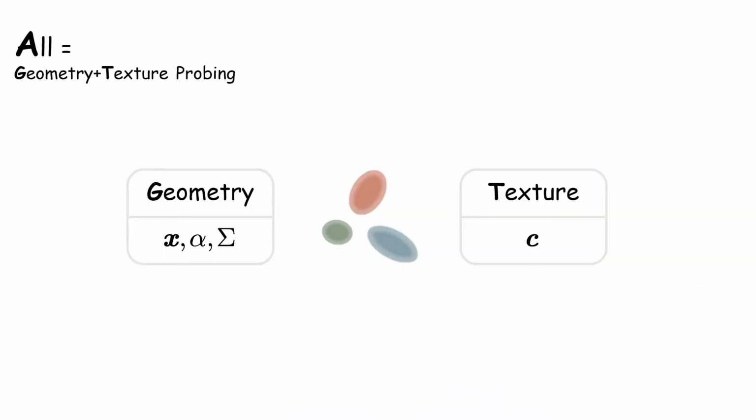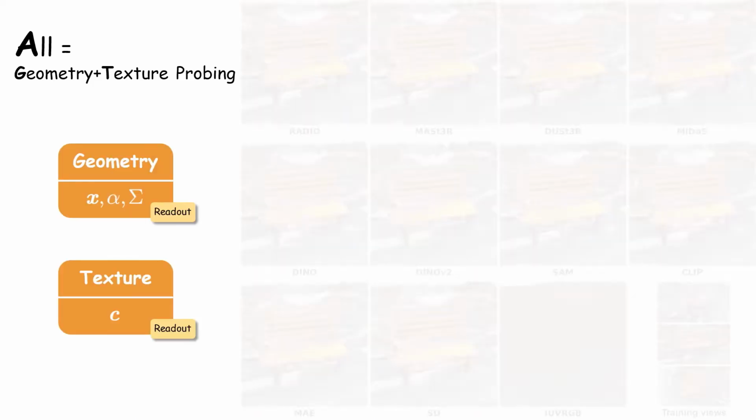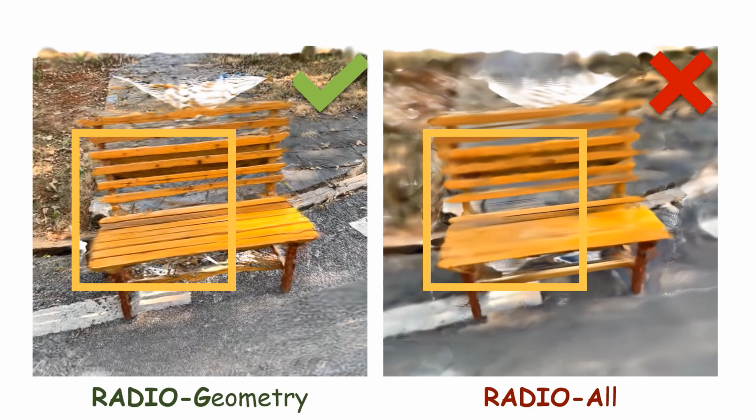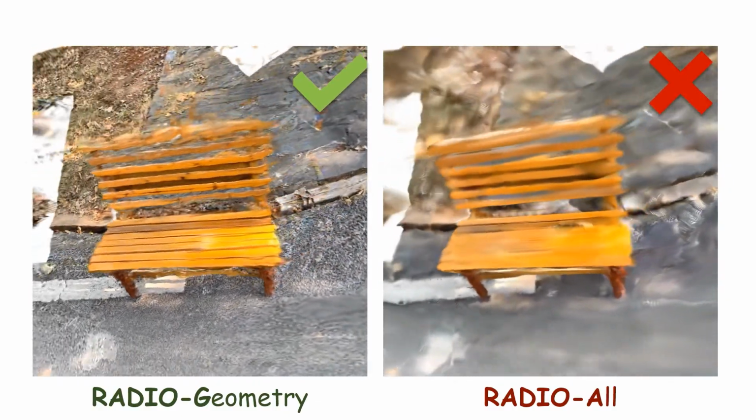When probing both geometry and texture, we simultaneously regress all Gaussian parameters from features. Notice that the renderings from all models are blurred. Optimizing just geometry yields better results, highlighting the lack of texture awareness in current vision models.